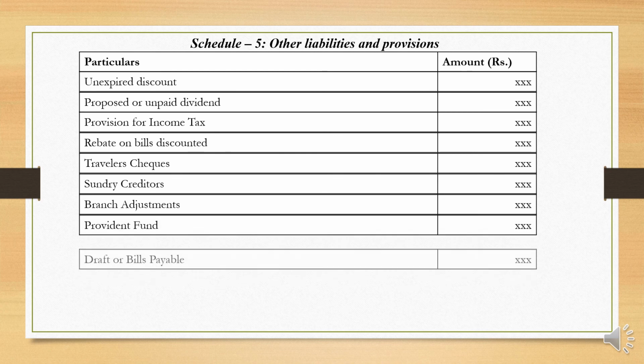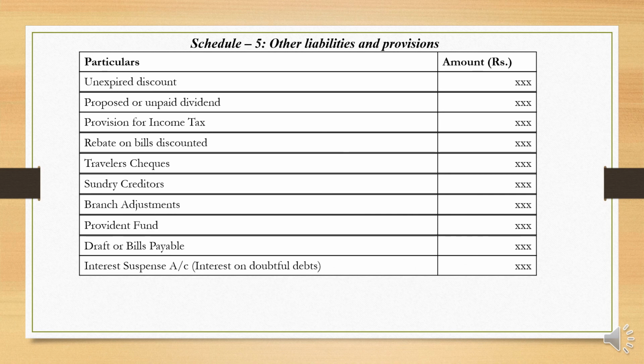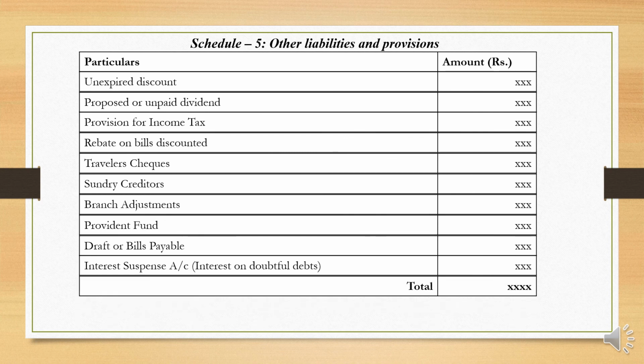So next one is provident fund, and next one is draft or bills payable. Next one is interest suspense account, that is interest on doubtful debt. If there is any interest on doubtful debt, that should be treated as interest suspense account, so that we get the total of other liabilities and provisions.